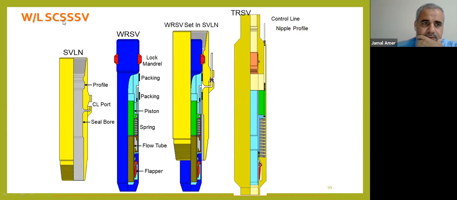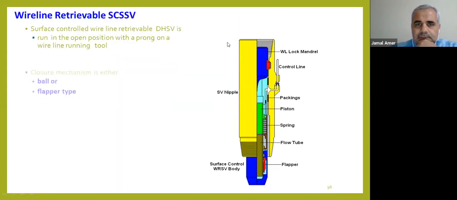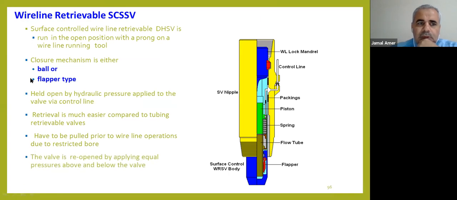This is the wireline surface controlled subsurface safety valve. Here, this is a landing nipple. Here, this is a valve. The valve will be landed here in this landing nipple, as we see here. So we see wireline surface valve set in safety valve landing nipple. While we see here, it is the tubing retrievable surface valve. As we have two types for the mechanism, we have flapper or ball.